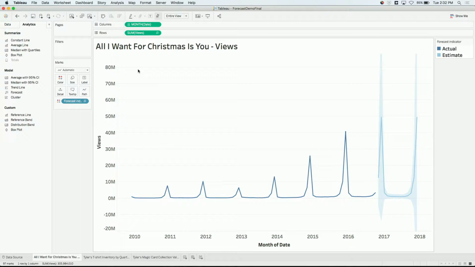But I'd like to know, is this a quality forecast? How reliable is my estimate that All I Want for Christmas Is You will be played 49 million times in December of last year? So we need to learn a little bit more about what it means for a forecasting model to be of good quality.